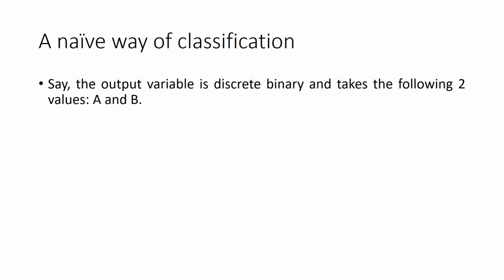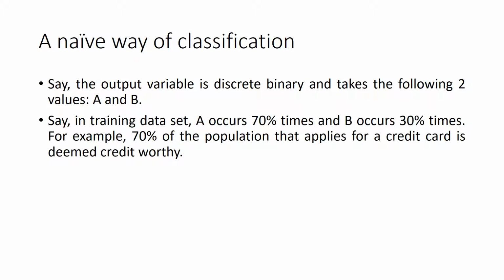Okay, so let's say that you have a problem in which the output variable is discrete binary, which means it can take only discrete values, and it can take only two possible discrete values. And let's say those values are A and B. Simple as that. Now in the training data set, let's say A occurs 70% of the times and B occurs 30% of the times.